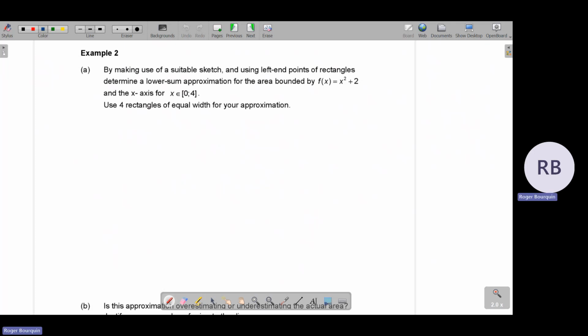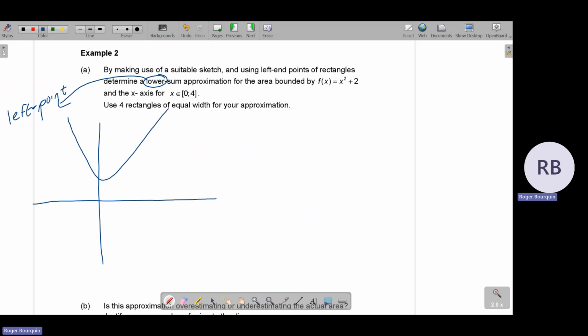Right, go to example 2. Right, so now it says we want a lower sum approximation, which is also called a left sum or a left point approximation. The previous question was an upper sum investigation. Okay, so now the same function. F of x is equal to x squared plus 2.